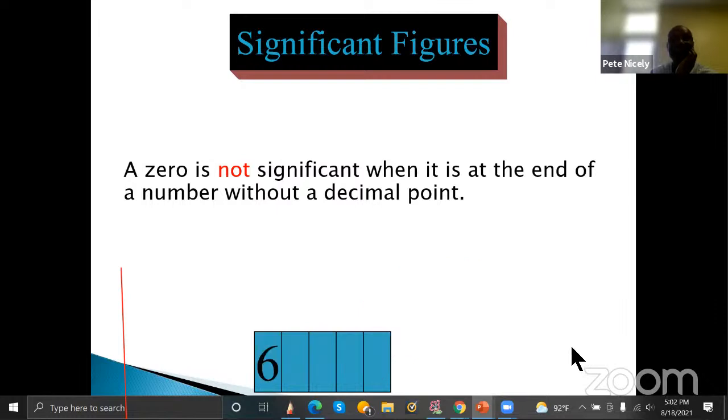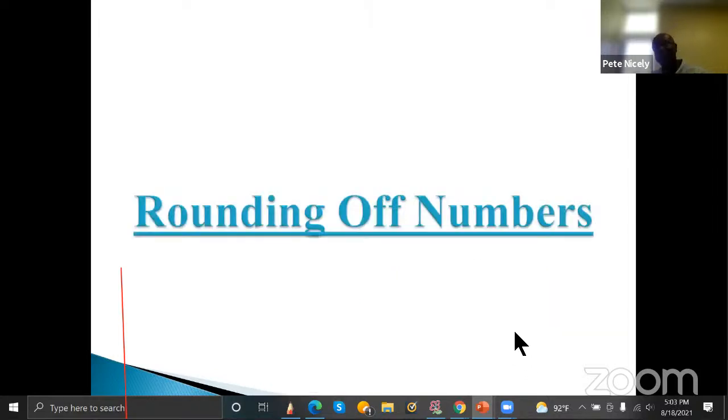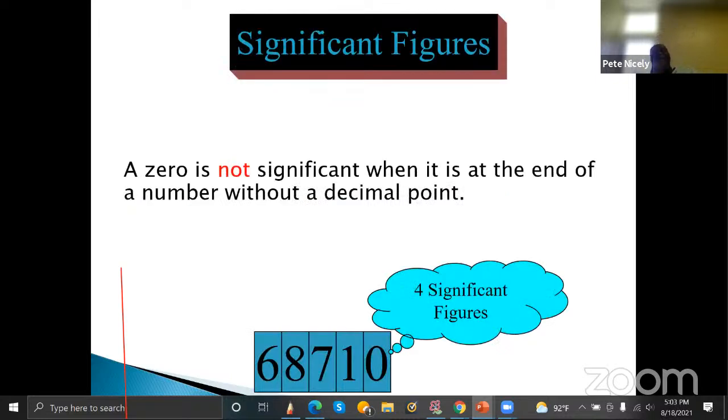Okay, here's another example. In this case here, no decimal point. We have this 0 here at the end of the number, which means that this 0 is not significant. So therefore, the total number of significant digits here will be 4. All right. Okay, so those are basically the rules for determining the number of significant digits in a measured value. All right. And it's very important that you know how to use these rules, because again, it will become important when it comes to rounding off answers when you're doing calculations, as we're going to see later on.